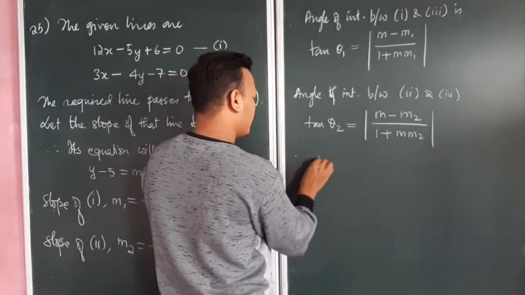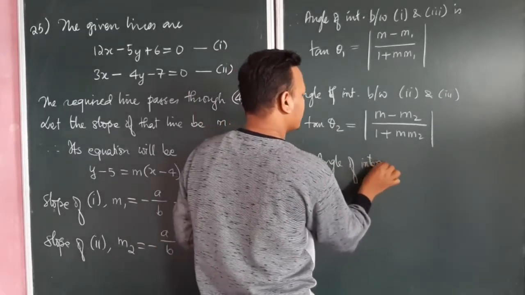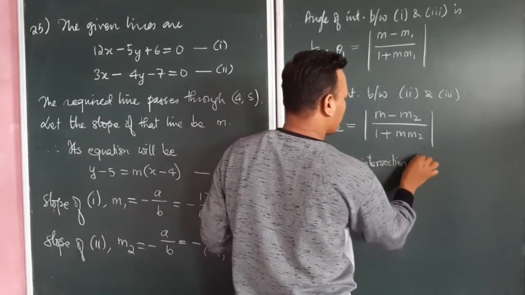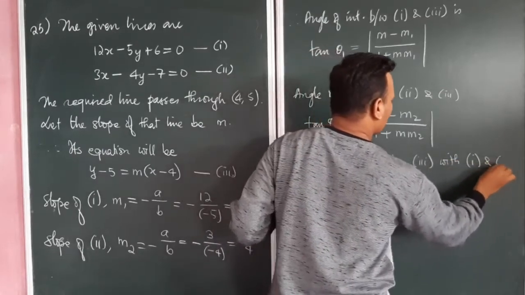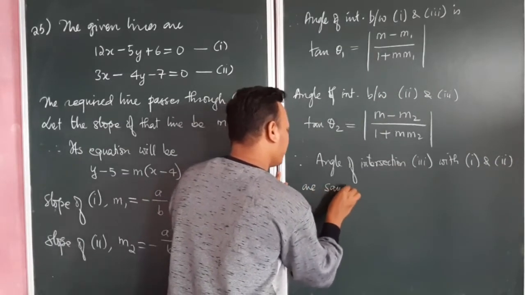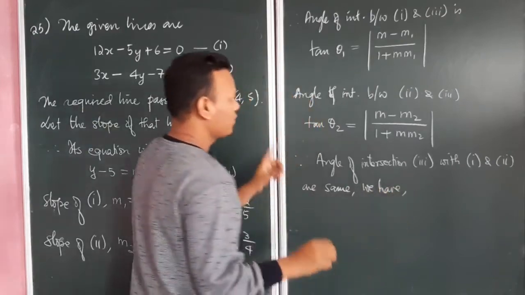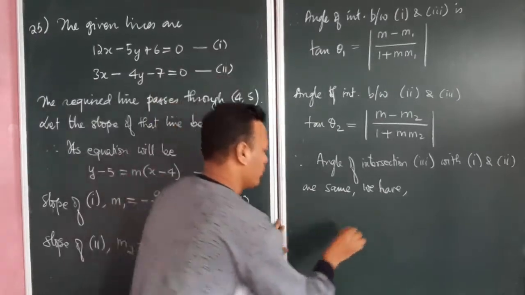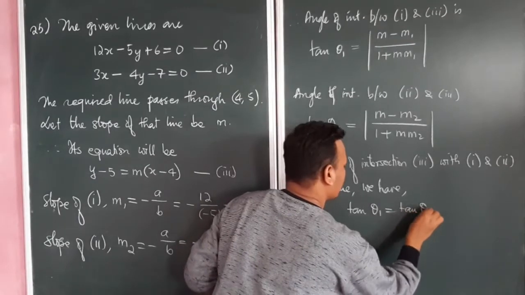Now since the angle of intersection of line 3 with lines 1 and 2 are the same, we have, okay, since the angle of intersections are equal, this and this must be equal to each other, right? We have tan theta 1 must be equal to tan theta 2, right?